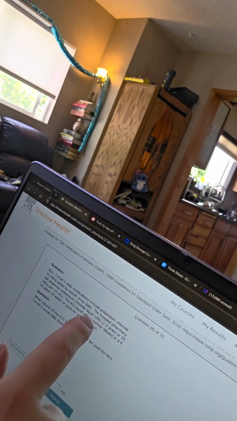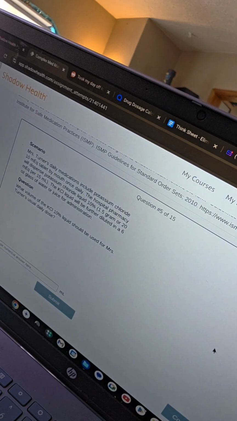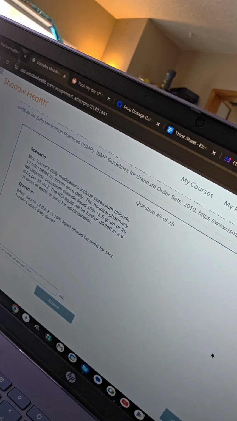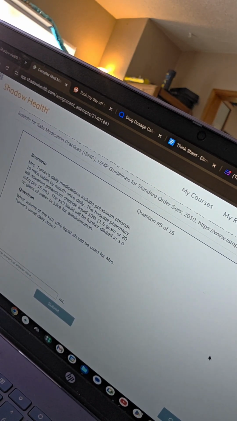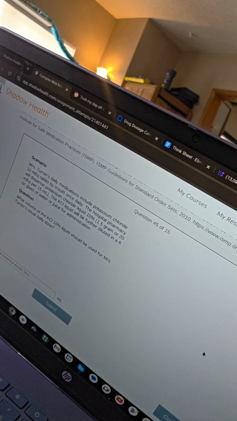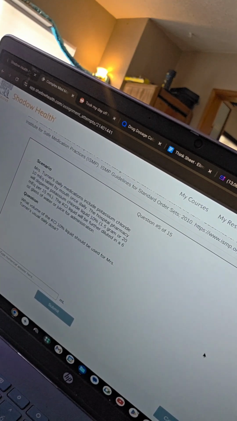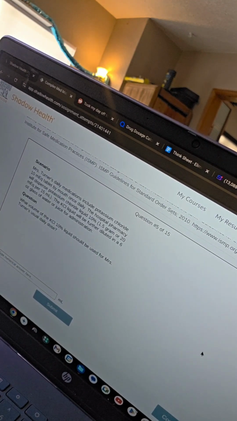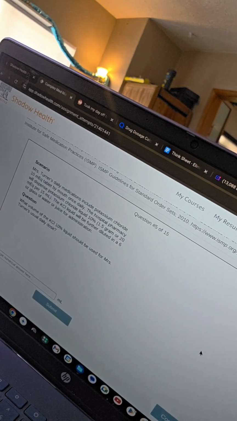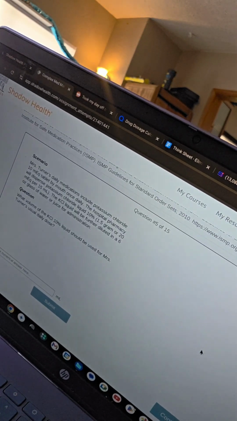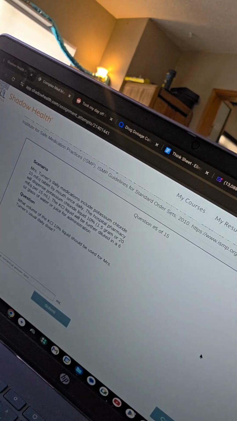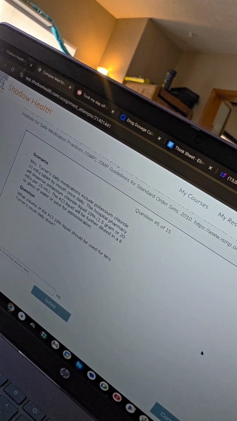All right, now for question 5. Mrs. Turner's daily medication includes potassium chloride. Let's see, 10 MEQ tablet by mouth once daily. The hospital pharmacy will dispense potassium chloride 10%, which is 1.5 grams, or 20 MEQ per 15 milliliters. The potassium chloride liquid will be further diluted in a 6-ounce glass of water or juice for administration. What volume of potassium chloride 10% liquid should be used for Mrs. Turner's daily dose?